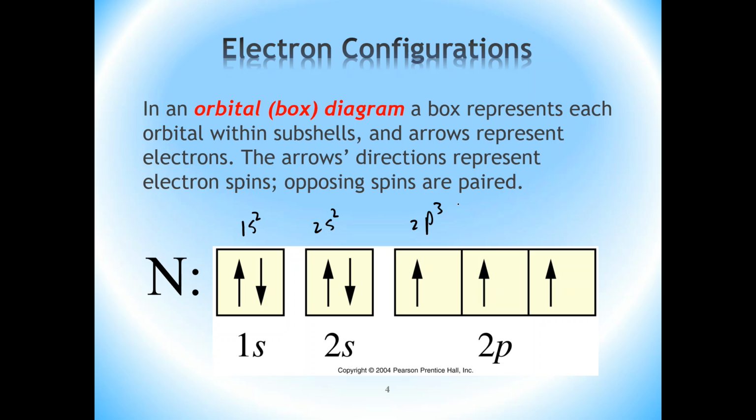And the point I was making about this being more explicit is that in the SPDF notation, all it tells you is that the 2p sublevel contains 3 electrons. It doesn't tell you how the electrons are distributed. In the case of the orbital diagram notation, it shows you that in the 2p sublevel, each orbital is occupied by a single electron.